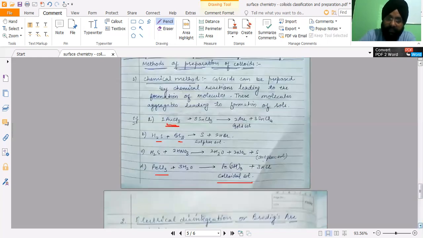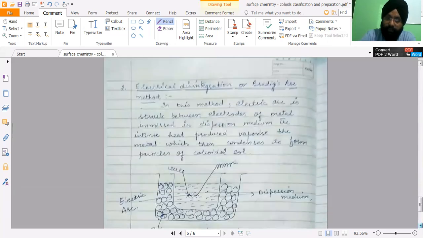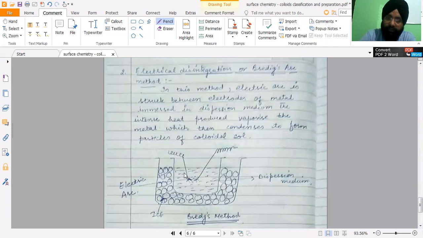Right. The next method is electrical disintegration or Bredig's arc method. What we do in this method: for the substance of which we require the dispersed phase particles, we make electrodes of that substance and put them into the dispersion medium and apply a high voltage current. On the application of high voltage, the electrodes melt, and the dispersion medium is kept inside ice, so it has a very low temperature. As the droplets come out from the electrode, they freeze in the range of colloidal particles.